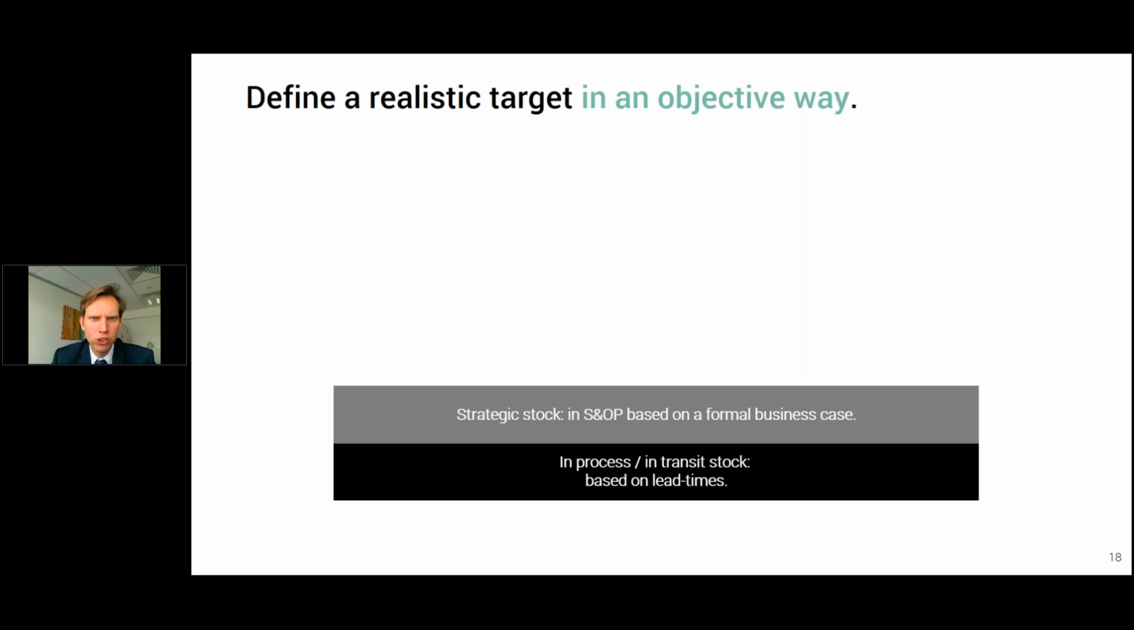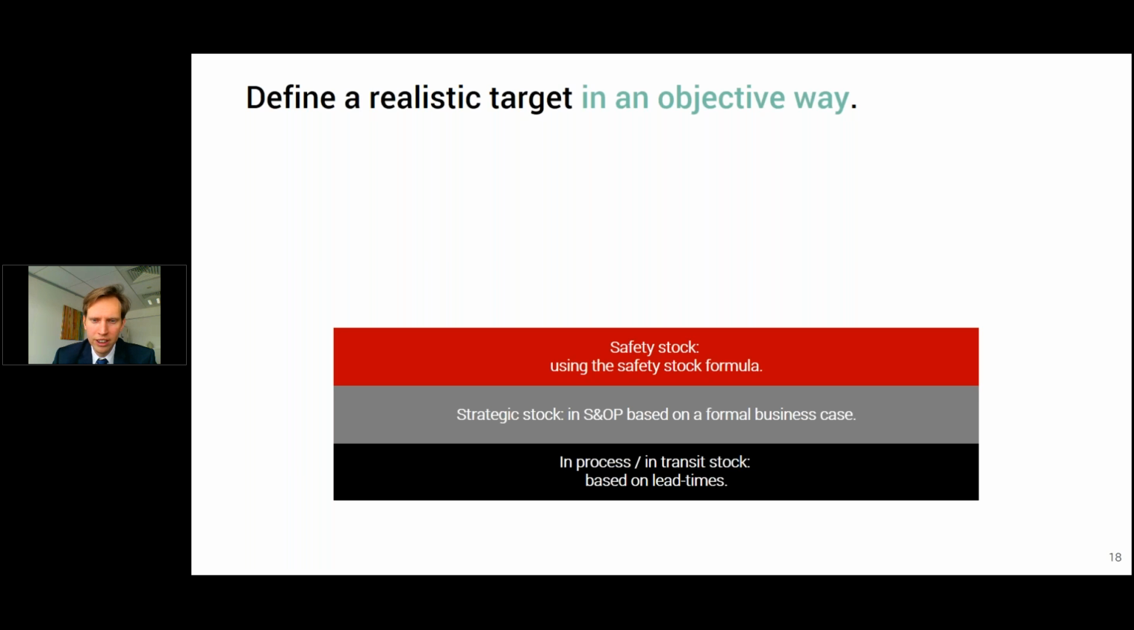Now, in some cases, of course, strategic stock might be obliged by legislation or obliged by the customer. In that case, there isn't a lot of decision to be taken on it. We'll just have to put it in place because it is a constraint, basically, right? Safety stocks can be just calculated based on a formula. Okay, there's no magic to it. It's just a matter of getting the right historical data together and then applying the formula and getting used to it.